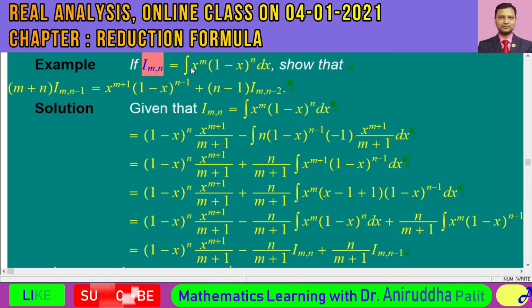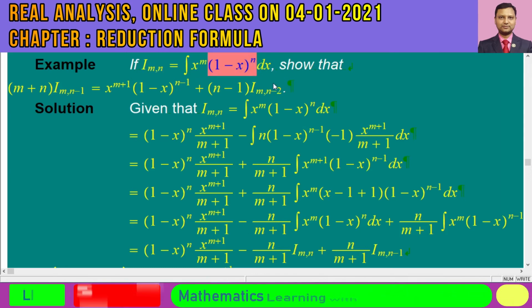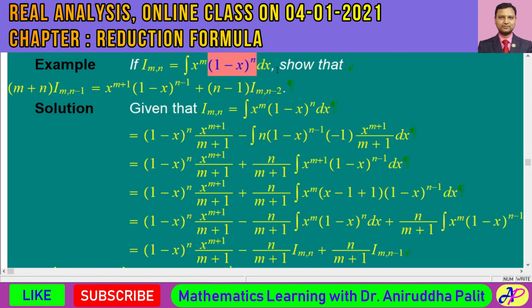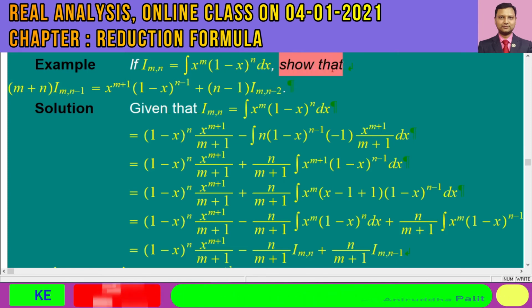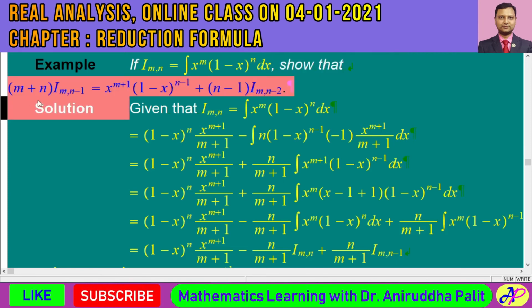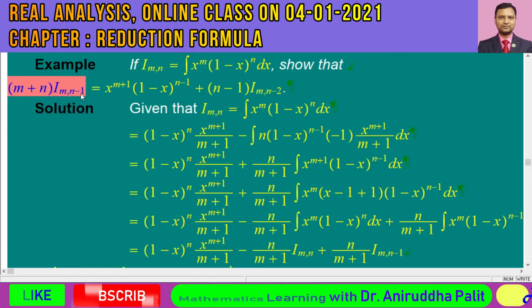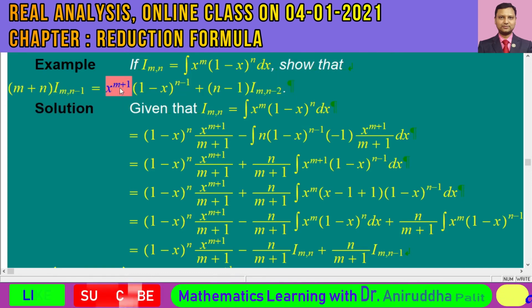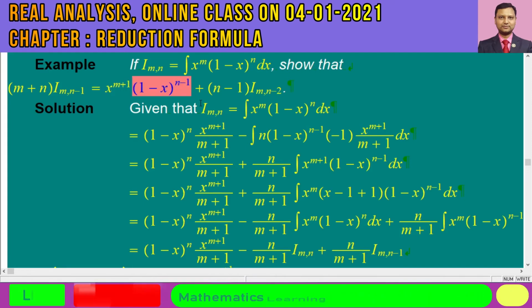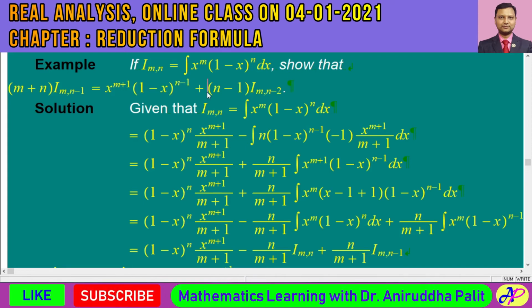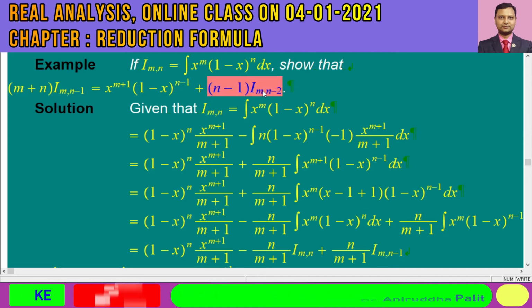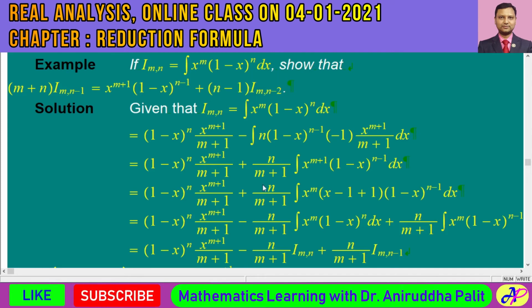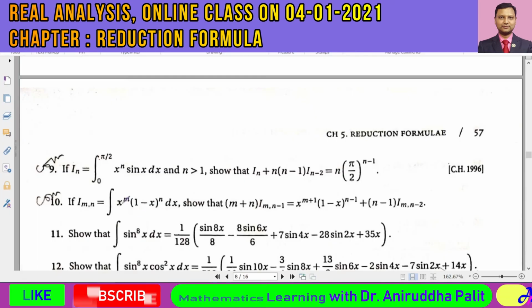I_{m,n} is equal to the integral of x to the power of m into (1 minus x) to the power of n dx. And we have to prove that (m plus n) I_{m,n} is equal to x to the power of m plus 1 multiplied by (1 minus x) to the power of n minus 1, plus n minus 1 into I_{m,n minus 2}. This is the next question.